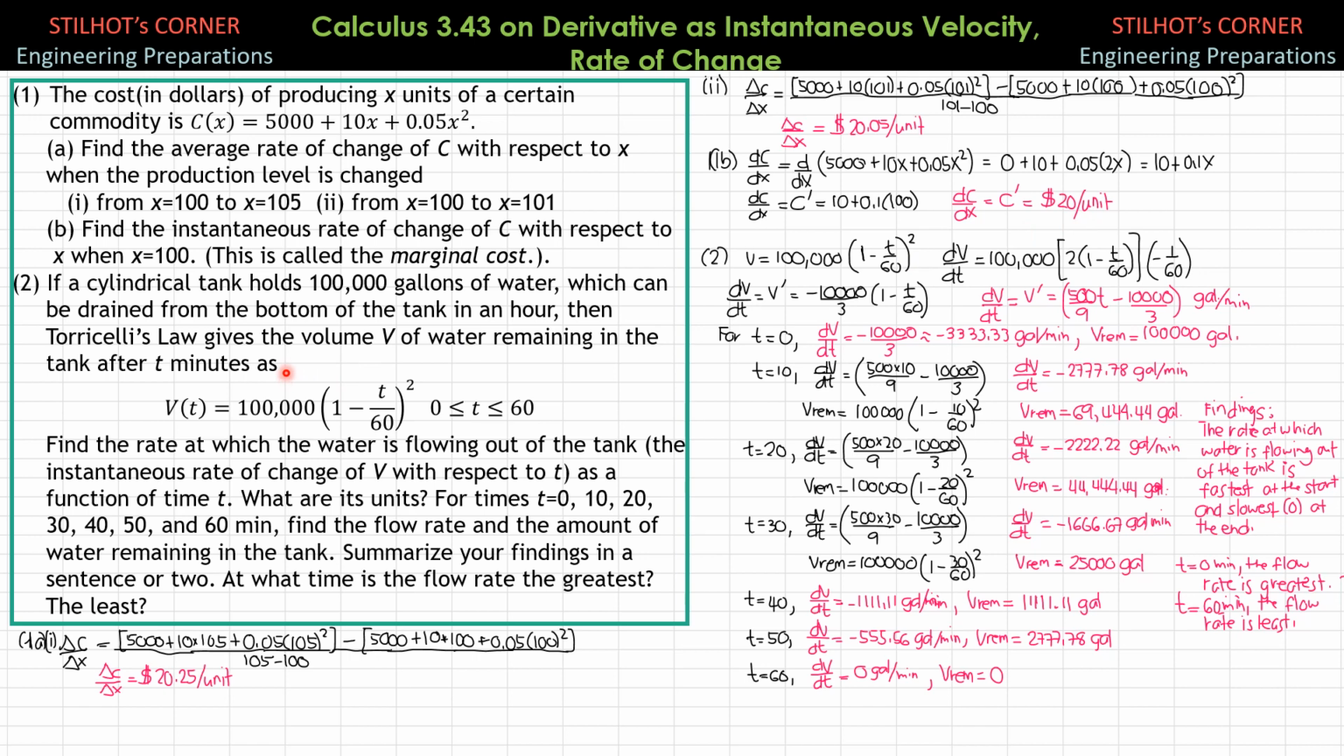So let's proceed to the second problem. If a cylindrical tank holds 100,000 gallons of water which can be drained from the bottom of the tank in an hour, then Torricelli's law gives the volume V of water remaining in the tank after t minutes as this equation here, volume as a function of time, V(t) = 100,000 times the quantity 1 minus t over 60, squared, where t is between 0 and 60 as the domain of t.